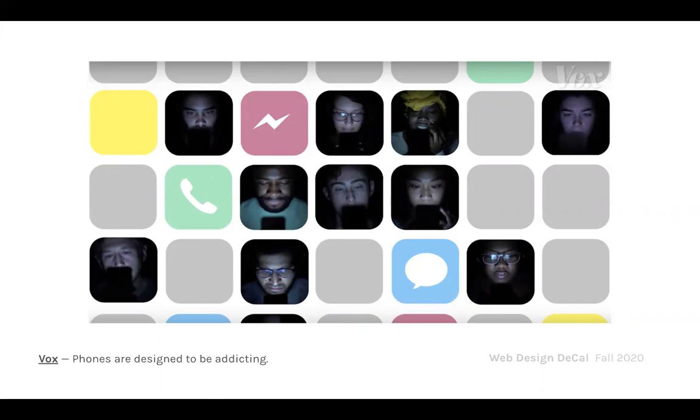Phones are designed to be addicting. A lot of apps are designed to increase your usage of the phone, increase how much time you spend on it, how much you prioritize it, everything. Everything about the design, as Fox will talk about as well, is to make it addictive so that you stay on it. It's kind of dark design because it's manipulative, but that is up for interpretation.